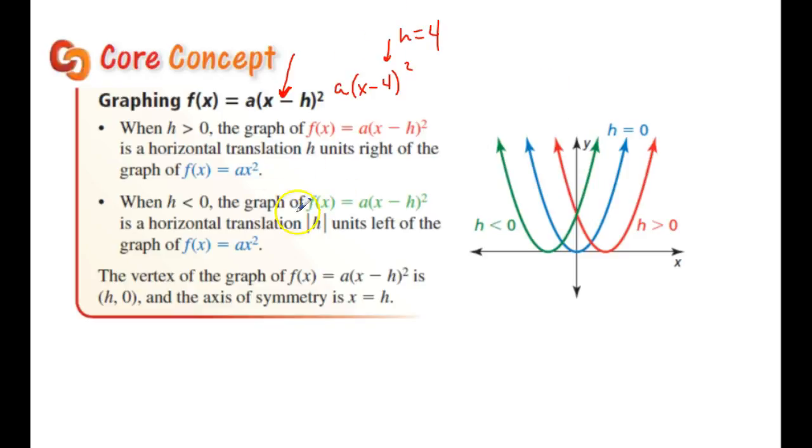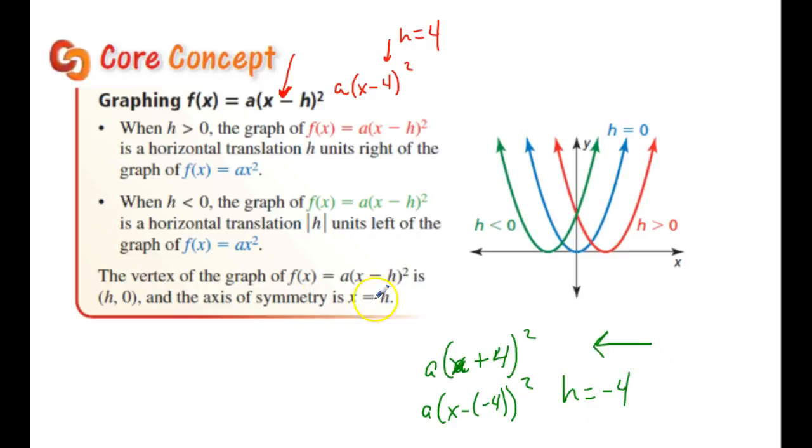So when my h is negative, so if I have a times x plus 4 squared, I always want to get this to be a minus first, so I can rewrite it as x minus negative 4, squared. So you see how now I have a minus sign here, so my h would be negative 4 in this example. Now that my h is less than 0, it means I'm translating to the left that many units.